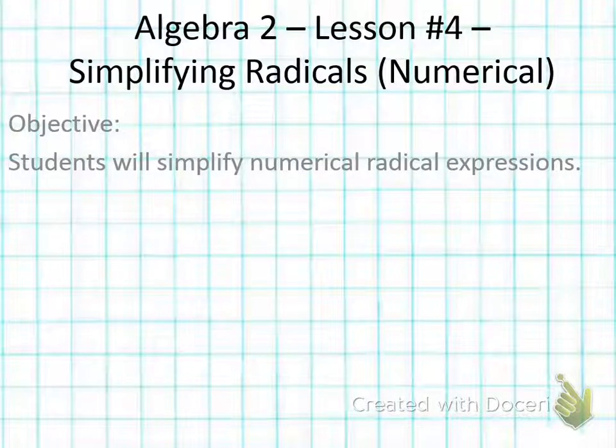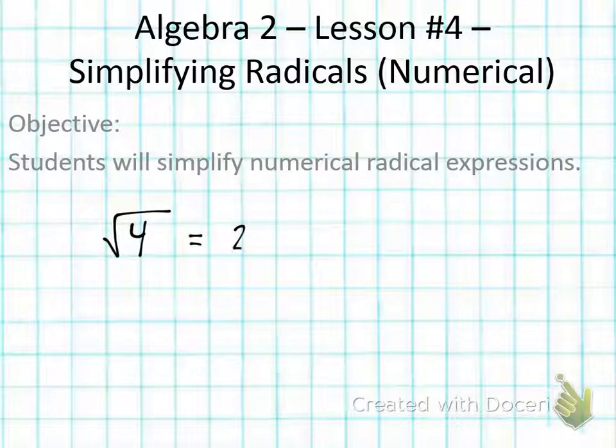Okay, this is lesson number 4, simplifying radicals, specifically numerical radicals. On Monday, we're going to simplify radicals with variables or algebraic radicals. But today we're talking about numerical radicals. Radicals again are those square root signs that we're used to seeing, like the square root of 4, which I talked about yesterday. We know that the square root of 4 is 2, right?